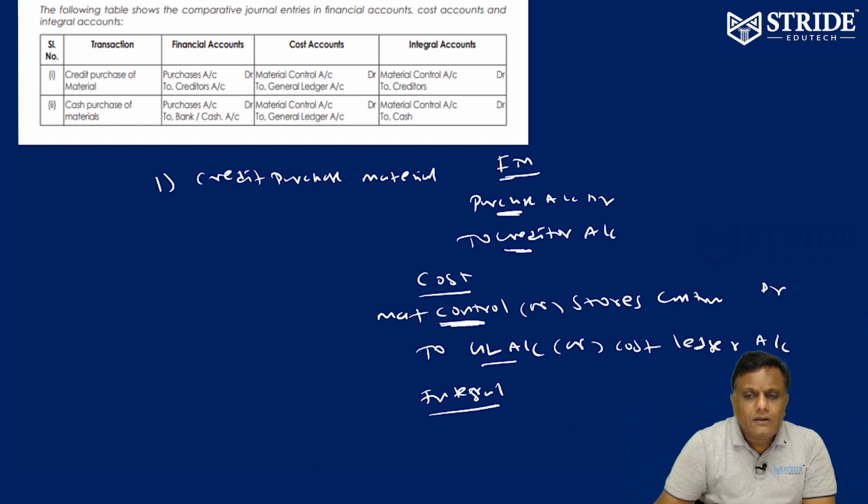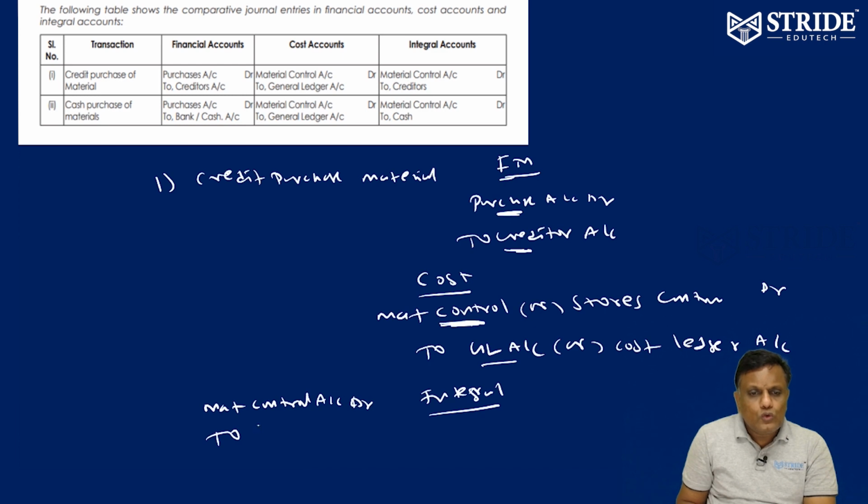the entry is material control account debit to creditors account. So debit from cost, credit from financial. So entries in the financial accounts: purchase to creditor. Entries in the cost account: material control to general ledger. Entries in integral accounts: material control debit from here and credit from here. So material control to creditors account.